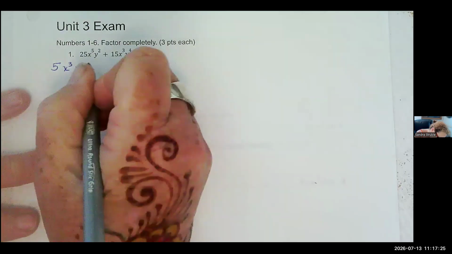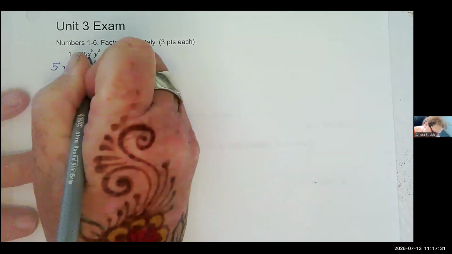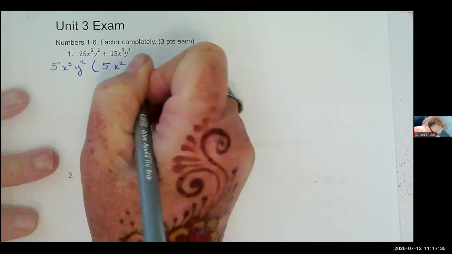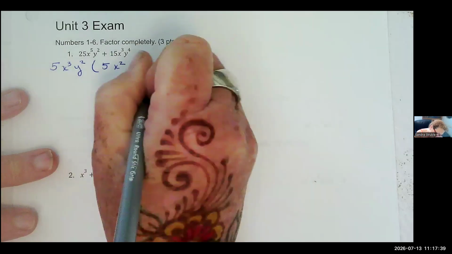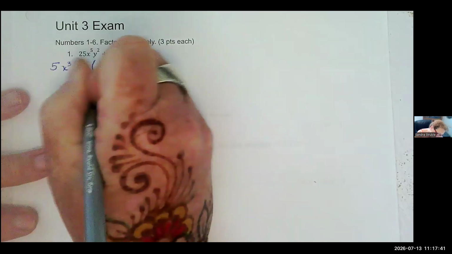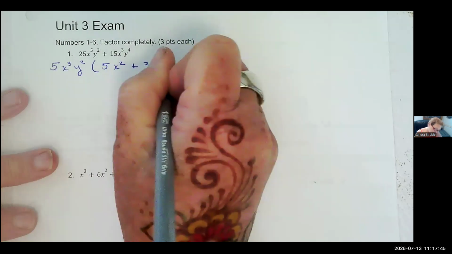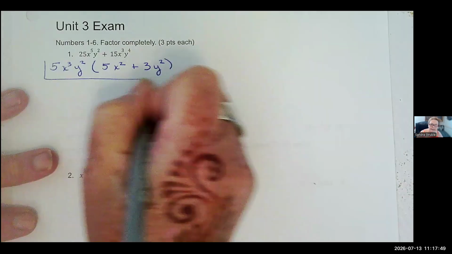Factoring 5 from 25, I'm left with 5. x cubed from x to the 5th is x squared. And the y's will cancel out, which leaves just a 1. 5 into 15 is 3 times. The x's have already been factored out, and then we're left with y squared. That's all we can do there. That is my answer. Look at the next one.